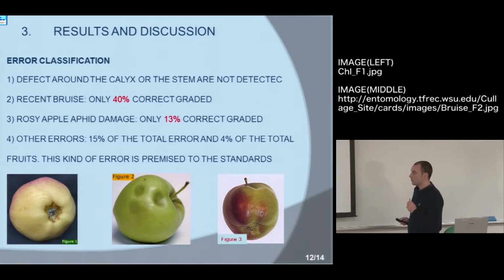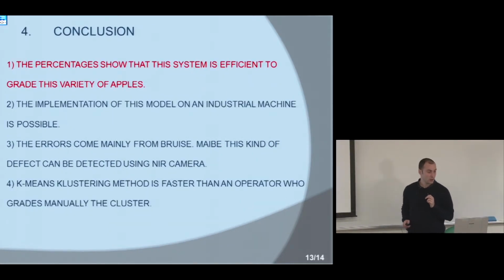And the other error is only 15% of the total error and 4% of the total fruit. But this kind of error is permitted by the standard. The conclusion is that the percentages show that this system is sufficient to grade this variety of apple, and we can also implement this kind of model in an industrial machine.